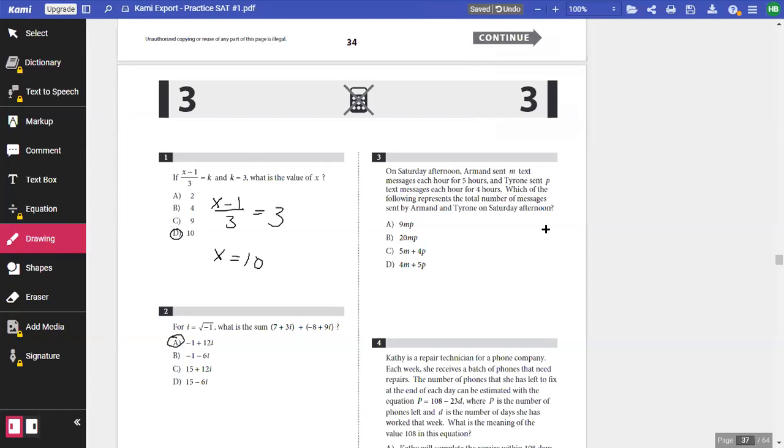For the next one, they tell us M was for 5 hours. P, text messages, was for 4 hours. So then to get the total number of messages, we just have to match the variable with the number of hours. So it's 5M plus 4P.